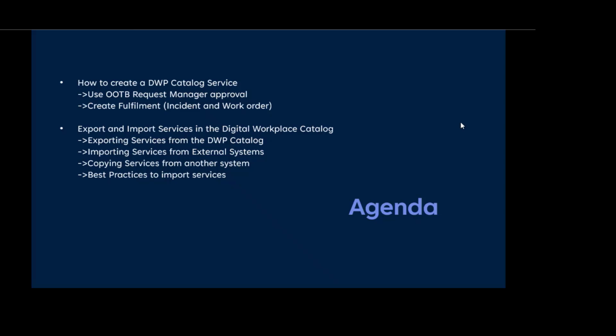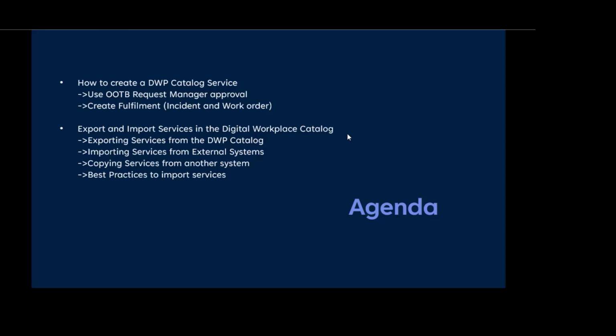After that, Ram will be taking a quick session on exporting and importing services in DWP catalog. There are a couple of types of exporting and importing services from DWP catalog, and also importing services from an external system, which he will show you, and then he will talk about the best practices to import the services. You can ask me questions once we complete the session, so that we can save some time, and maybe some questions will be clear during the presentation as well.